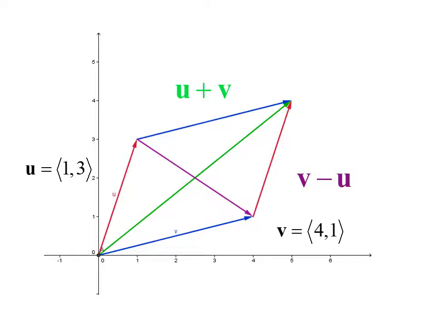Now here I've drawn the vector v minus u. Notice it likewise goes from one corner of the parallelogram to the other. Specifically, the vector v minus u goes from the tip of u, the terminal point of u, to the tip of v, the terminal point of v. So make sure you recognize the order, because the vector u minus v would go in the opposite direction.